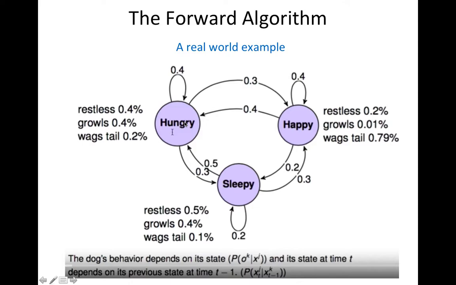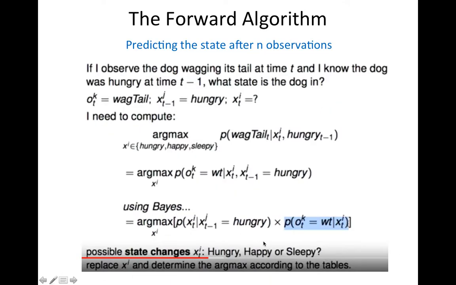Now, what you observe, let's say that the dog could be restless, or it could growl, or it wags its tail. So if it is hungry, most of the time it is either restless or growls, right? If it is happy, then probably it wags its tail most of the time. And if it is sleepy, it is restless most of the time, or either growls, right? So the dog's behavior depends on its state. The observed state at a time t depends on the state at the previous time t minus 1. So that's a classic representation.